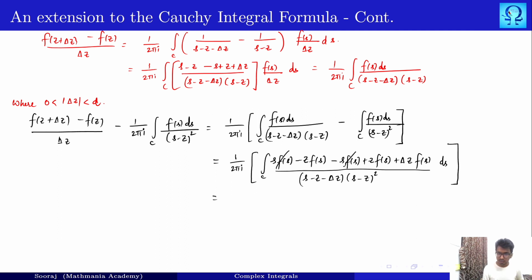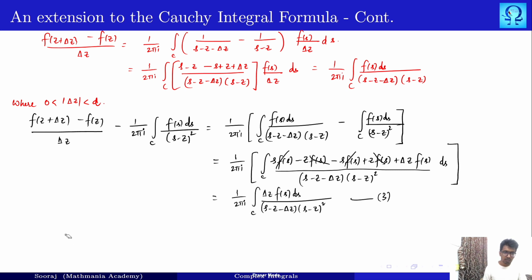Okay, this is what we have. So this and this gets cancelled, this and this gets cancelled, and we are just left with 1 upon 2 pi i integral over C delta z f of s ds upon (s minus z minus delta z) multiplied with (s minus z) whole squared. Right? So we have this and we mark this as equation 3. Hope I am continuing with the right numbers.